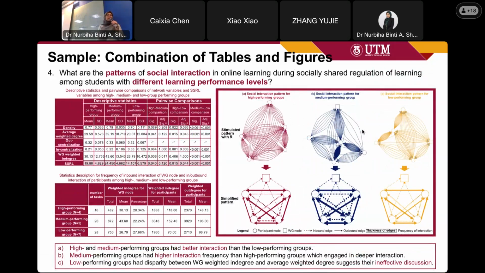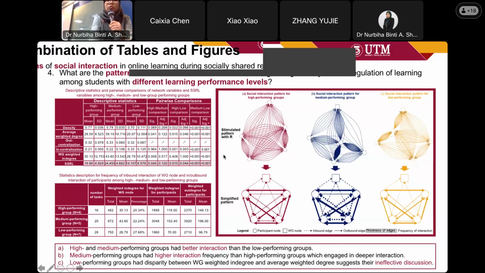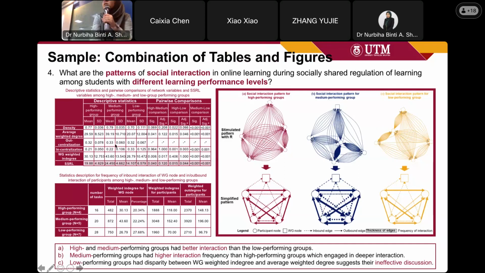This is also a combination of tables and figures. Here, this information is the same, but because of the specific software that we use for social network analysis, it can illustrate the strength of the density, the centralization, and the in-centralization through the graph. This is truly repeated information from the table, and then we illustrate it here. But once we illustrate it in the form of this network pattern, we will be able to see what this figure means.